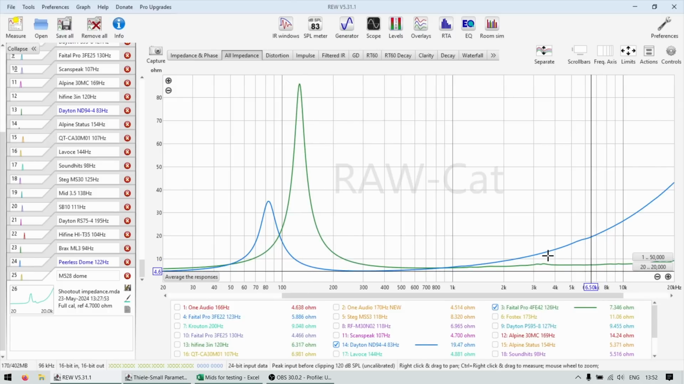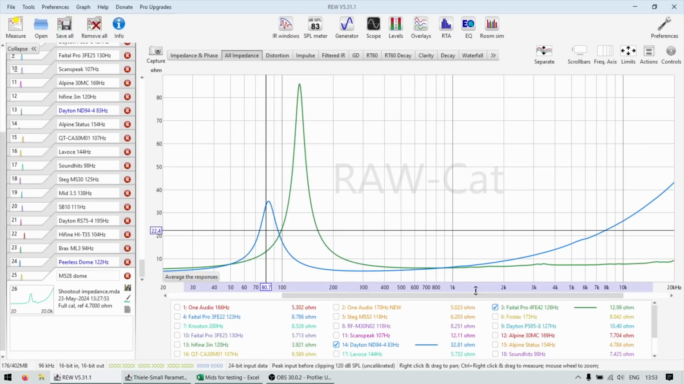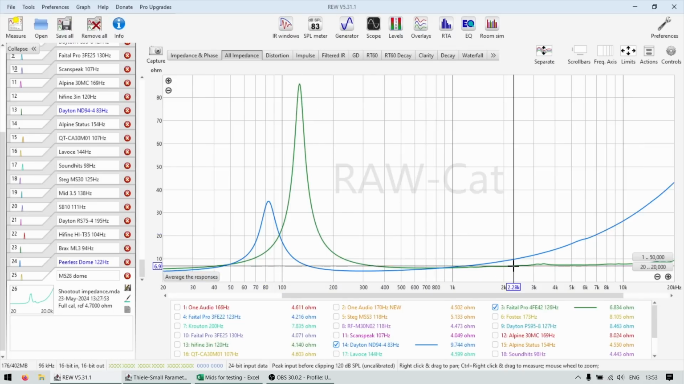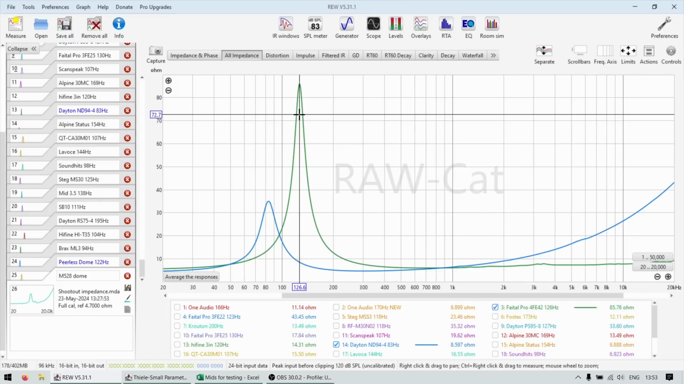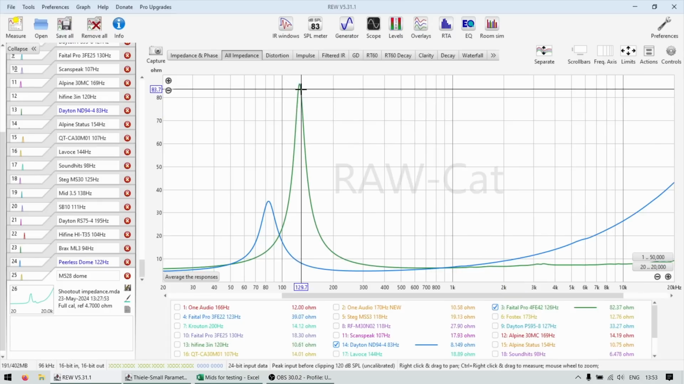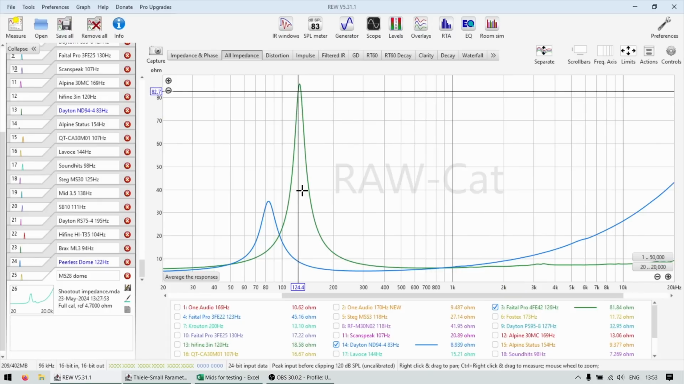Now, I personally think, and feel free to disagree with that, that we need to pay attention while comparing these drivers to a few things, which are the Fs, the Qts of the driver, and the Le, the inductance. Now, why? The Fs of the driver kind of dictates how low it can play.